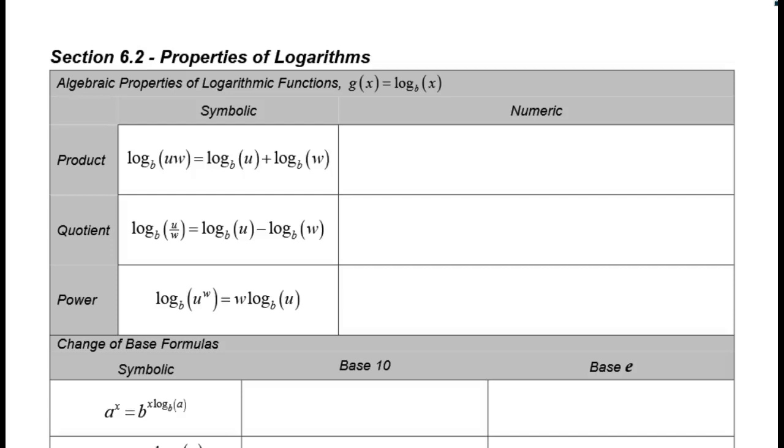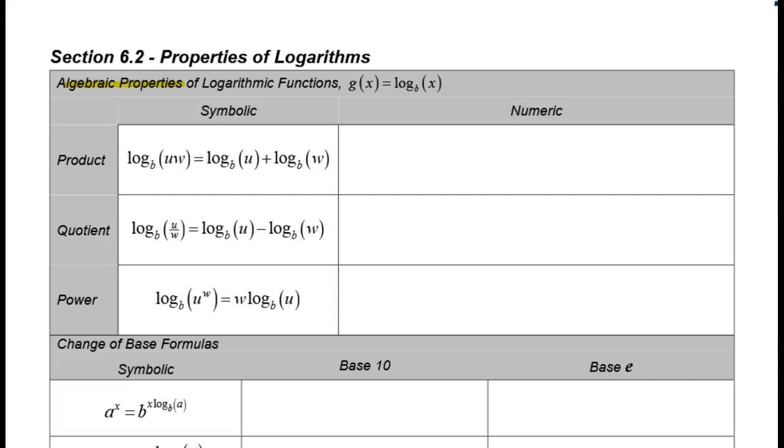We are going to continue our work in Chapter 6, Exponential and Logarithmic Functions. Today, we're specifically looking in Section 6.2, Properties of Logarithms. So the first thing I'm going to do is cover some algebraic properties of logarithmic functions, and there are three of them: product rule, quotient rule, and power rule. And I have the symbolic version here, and I'll just show you a quick numeric example to illustrate that.